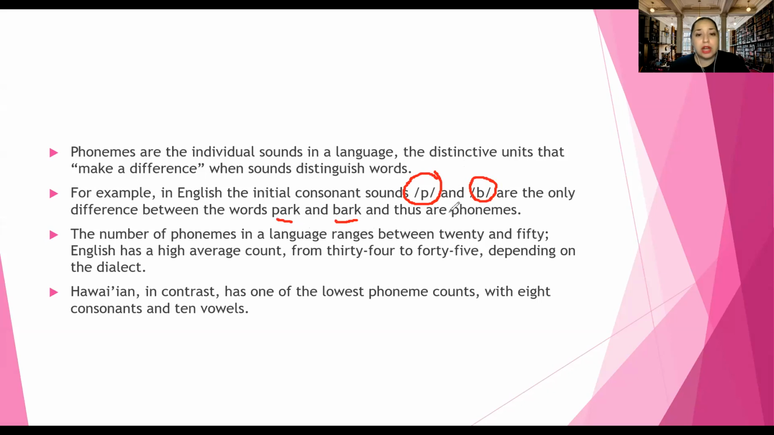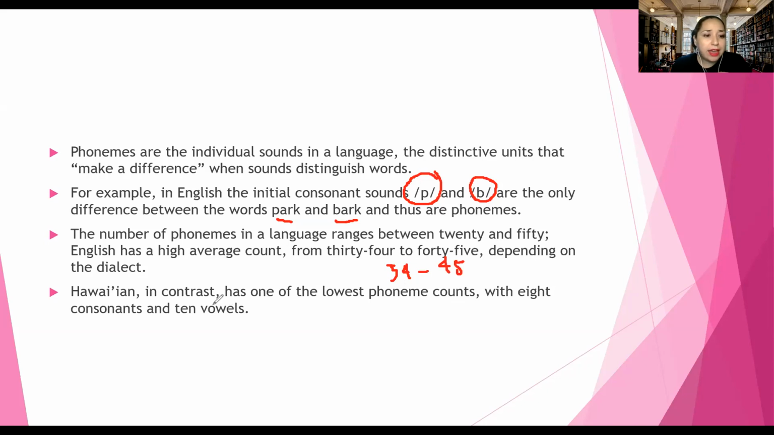The number of phonemes in a language ranges between 20 and 50. That's the great news. It's not thousands of different phonemes. It's only very few. English has a high average count, from 34 to 45, depending on the dialect. So it's only about 34 to 45 phonemes. Isn't that awesome? It's not that hard to learn this.